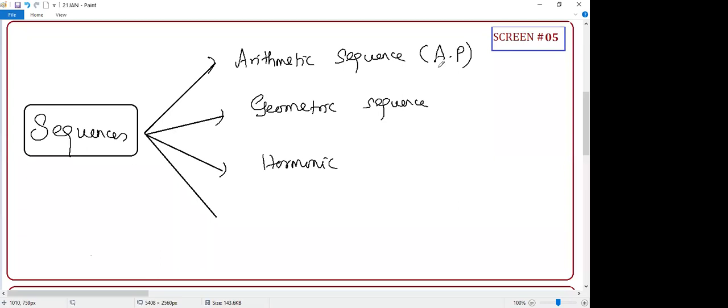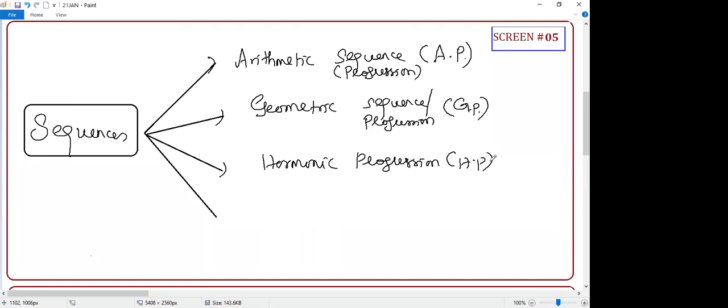Are you clear? AP is the expansion of arithmetic progression only. Progression. But it is arithmetic sequence also. Clear? Okay. Same way, instead of geometric sequence, you can say geometric progression. It's called GP. Clear? GP. Then I told you, right? Harmonic sequence or harmonic progression is called HP.